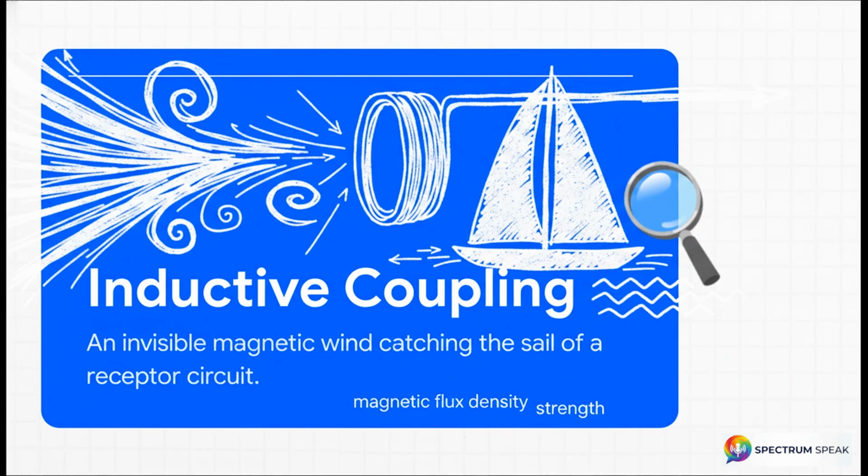To really lock this concept into your brain, we're going to use a never forget visual analogy. I want you to imagine inductive coupling as an invisible magnetic wind catching the sail of a receptor circuit. The physical loop area of your receptor circuit, that's the sail. The magnetic flux density is the strength of that wind, and the angle of your circuit dictates exactly how that sail is positioned against the wind. It's a game changer when you picture it like that.